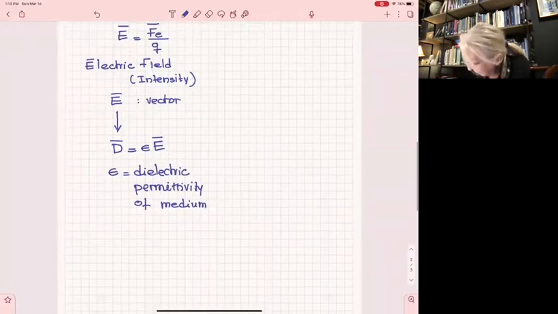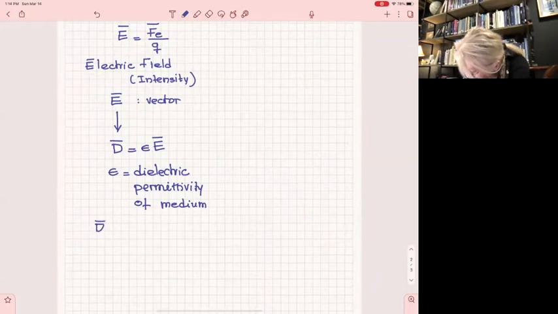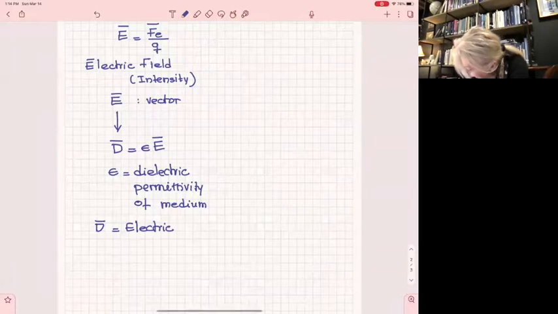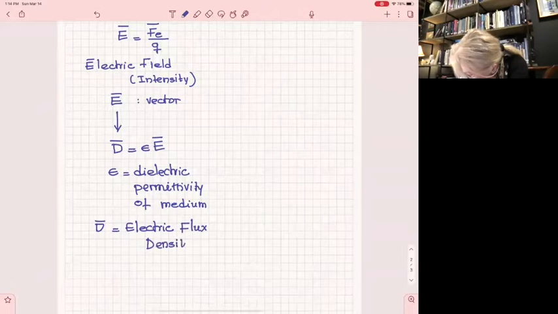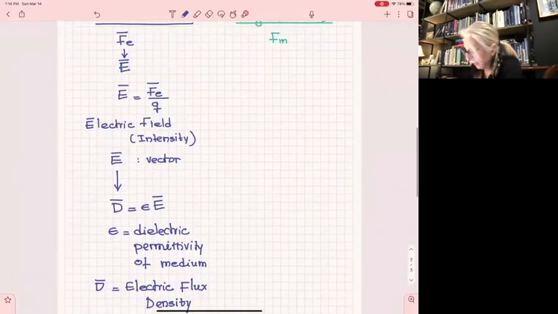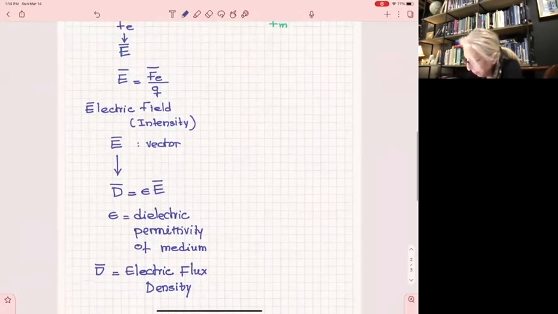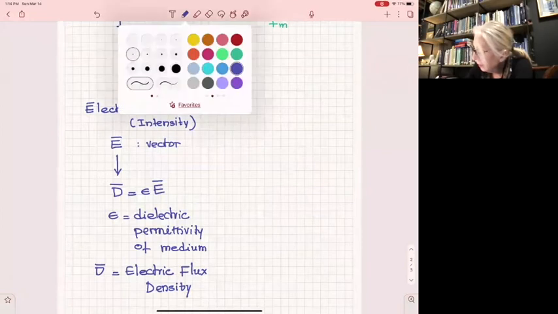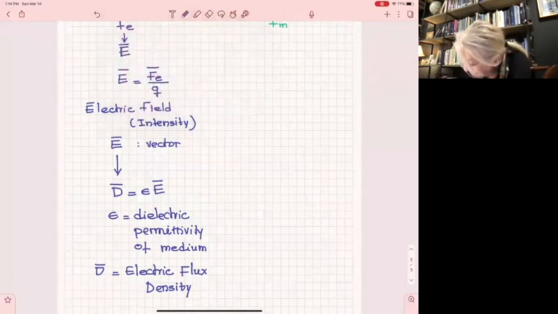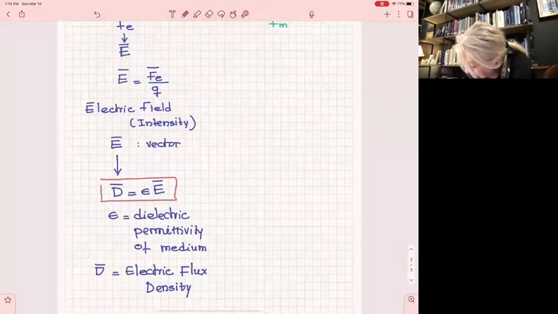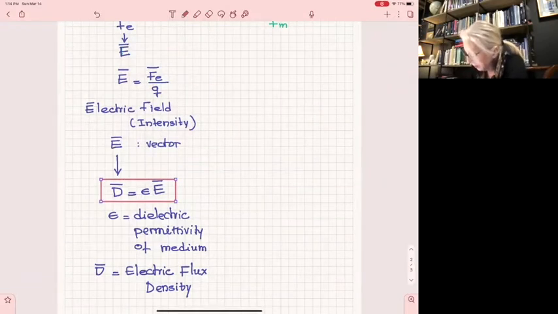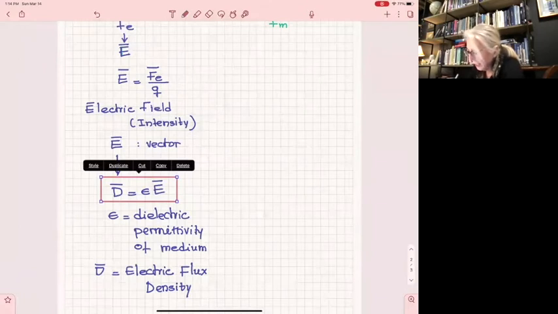All right, and D is called the electric flux density. And then we will explain where that is important. So now this is what we have defined, all right? Both D and E are vectors. The only difference is that these vectors are separated by an important constant. And this constant is the dielectric permittivity of the medium.